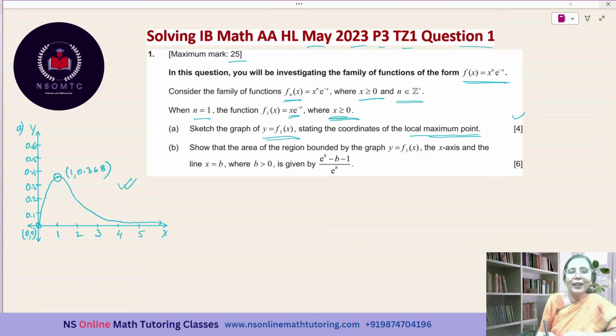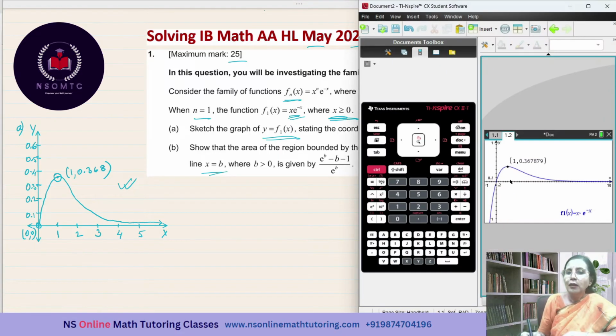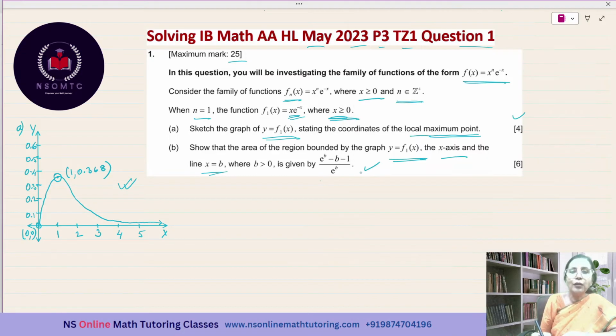Subpart B: show that the area of the region bounded by the graph y equals f1 of x, that means x e to the power of negative x, the x-axis and the line x equals b, where b is greater than 0, is given by this expression. So this is the graph, the x-axis, the graph is starting from x equal to 0, and there should be one line x equal to b where b is greater than 0. We do not know the value of b, but the expression should be equal to (e to the power of b minus 1) over e to the power of b. This we have to show.